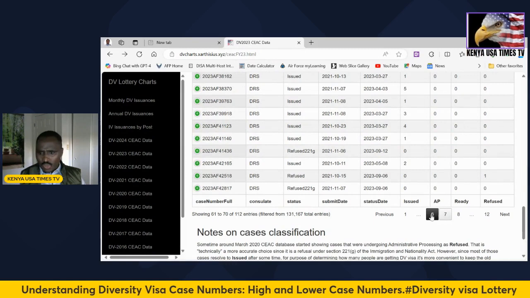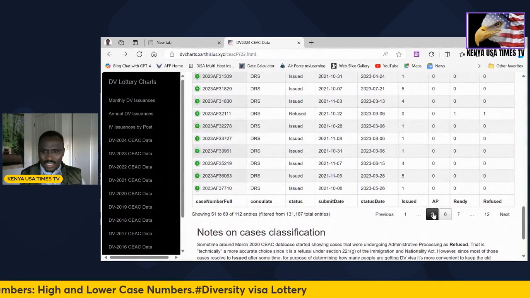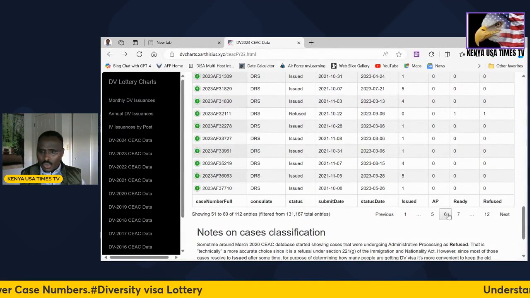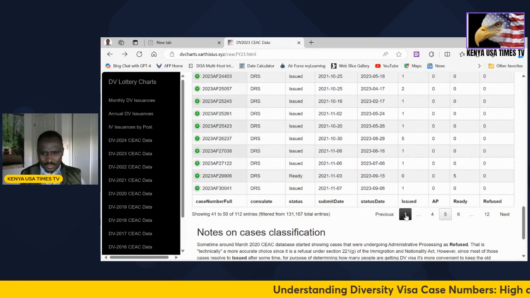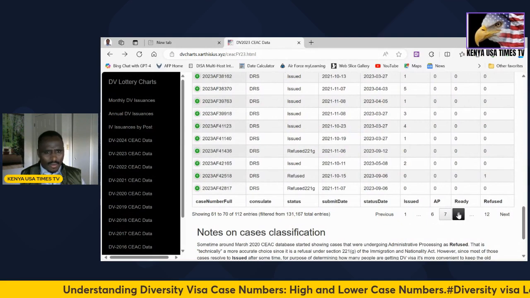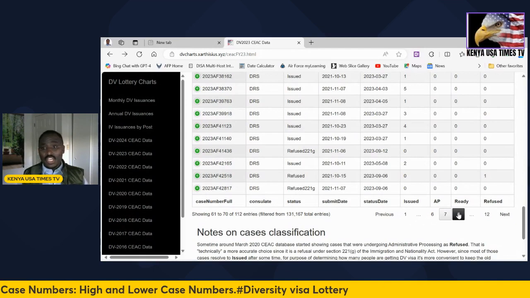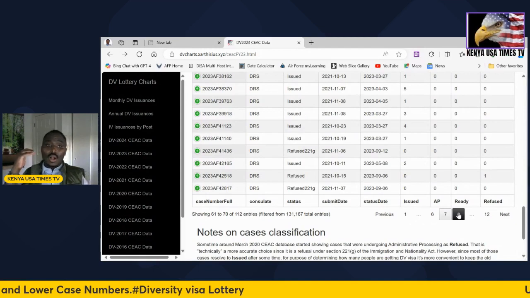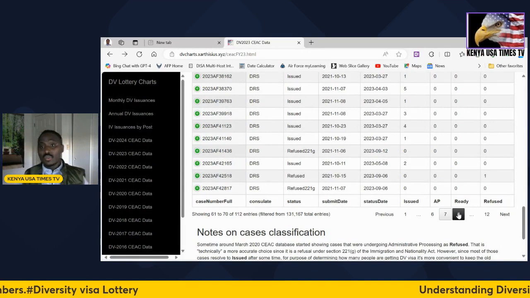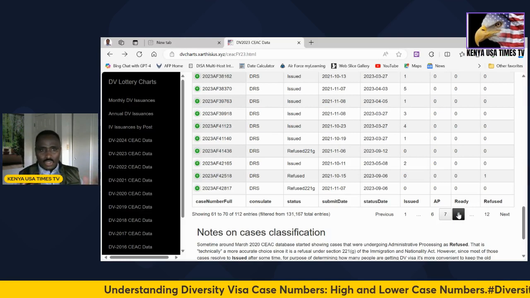Not bad, not bad, not bad. F33, issued. Dar es Salaam in DV 2023 were doing fine. This is how to analyze which embassy is doing well. And the data for DV 2025 will come out in January next year, 2026. That way you'll be able to analyze which embassy is doing well.